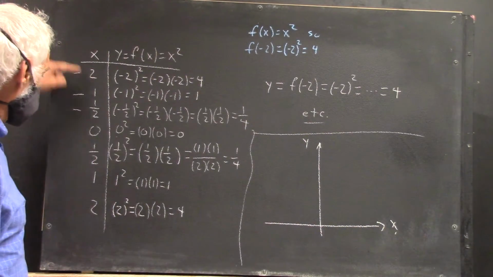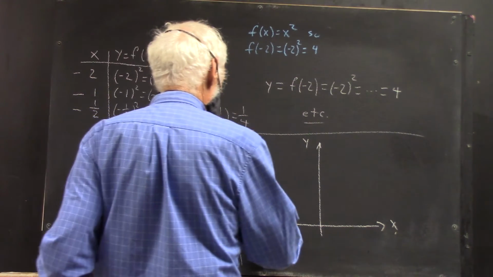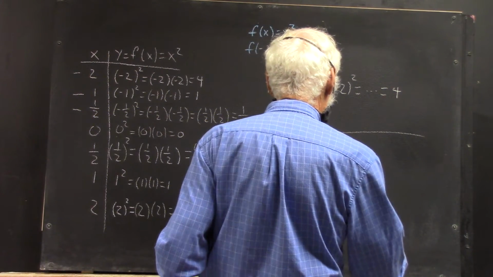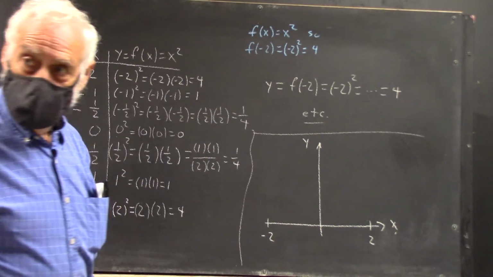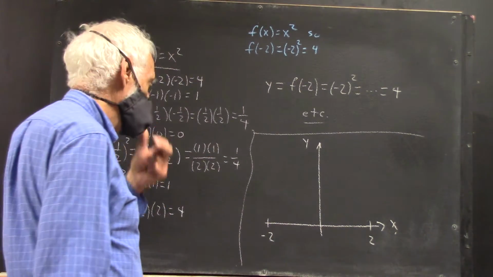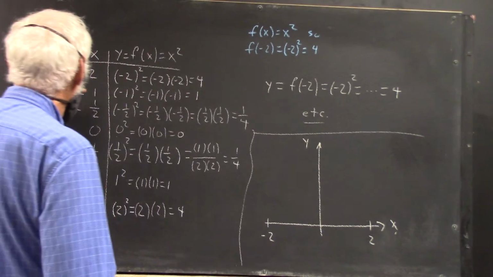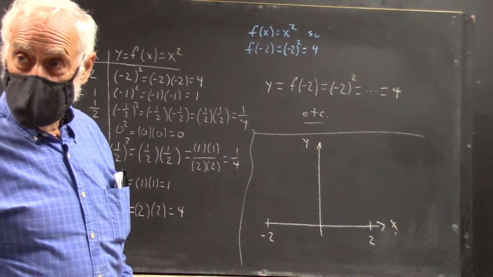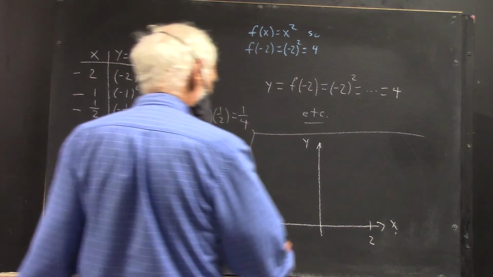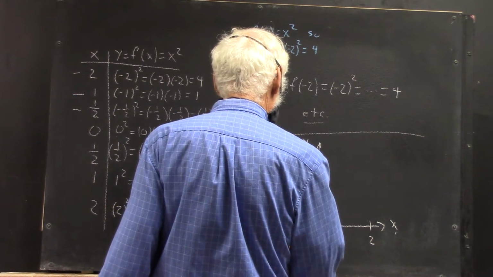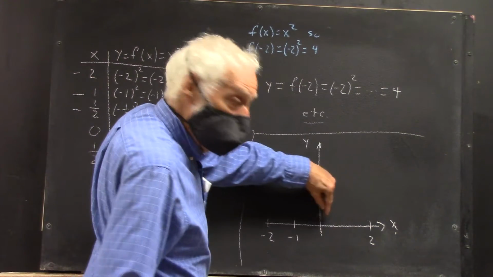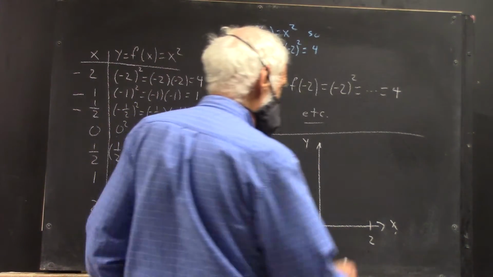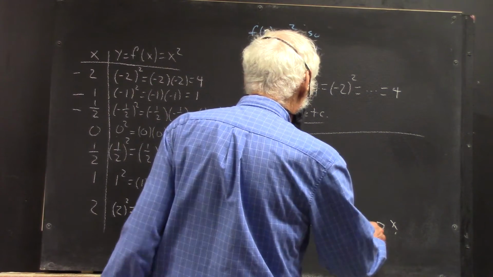So here's x, here's y. Your x values go from -2 to 2. Okay? Now, you've got to position -1 and 1, and -1/2 and 1/2. And that's pretty easy to do. You just put -1 halfway between -2 and 0. That's where it goes, right? And you put 1 halfway between 0 and 2.